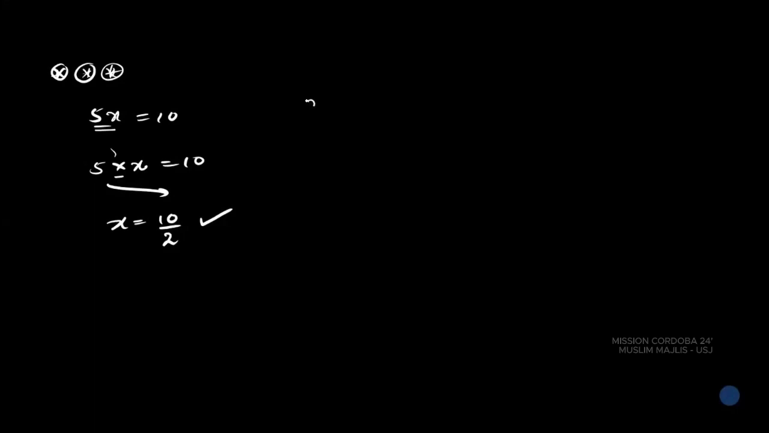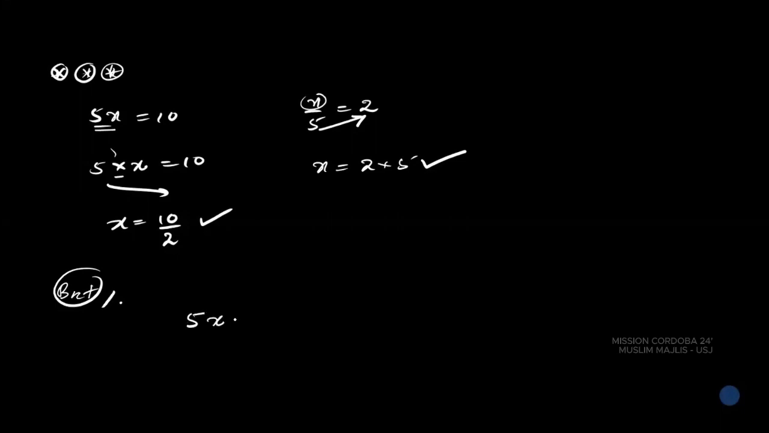Let's say you have x divided by 5 equals 2. You want to find the value of x. Here, this is a division. You can directly do the cross multiplication to the other side. x equals 2 times 5. This is correct. But this is important. Let's say you have 5x plus 1 equals 11.